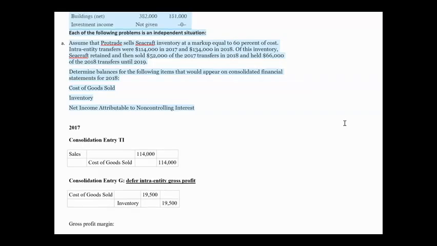Let's look at 2017's consolidated entries. We need to prepare two consolidated entries for 2017. One is entry TI, which eliminates the intra-entity transfer, the sales amount of 114,000. The reason we debit sales and credit cost of goods sold: when ProTrade sells this inventory to Seacraft for 114,000, the journal entry for ProTrade is to debit accounts receivable and credit sales. So 114,000 is the overstated revenue.